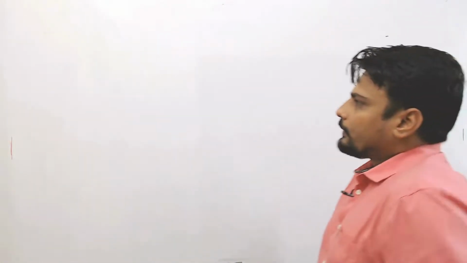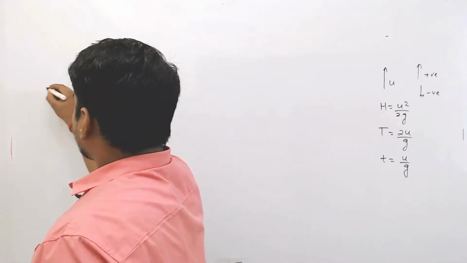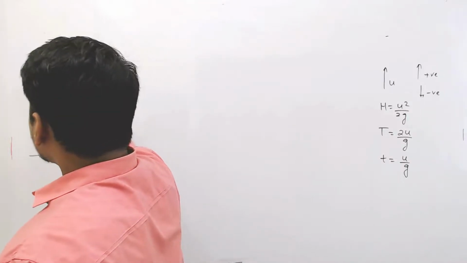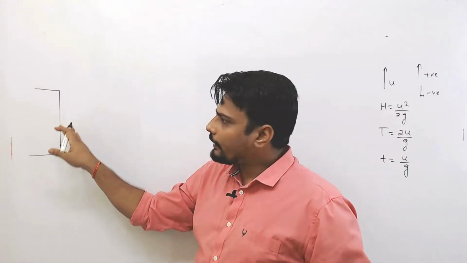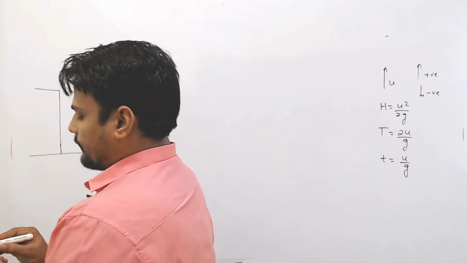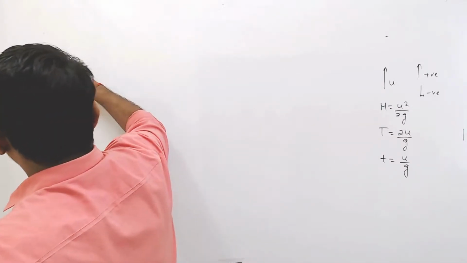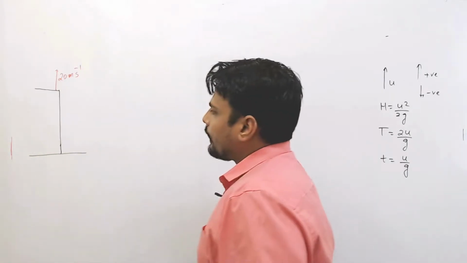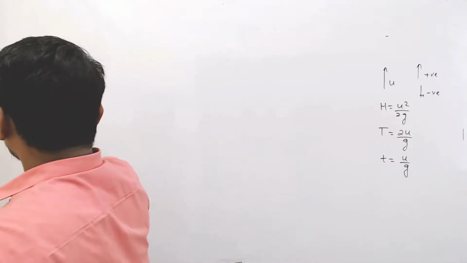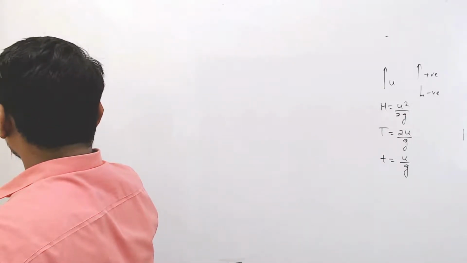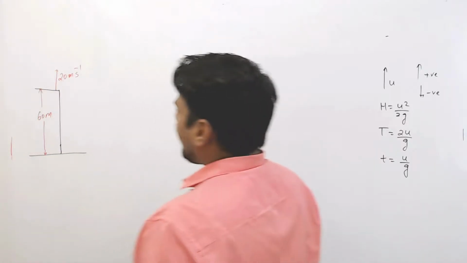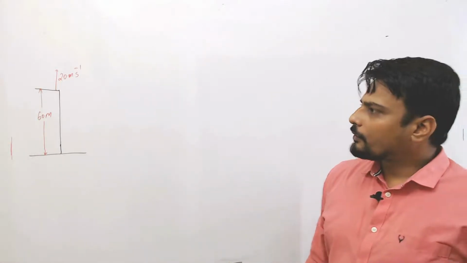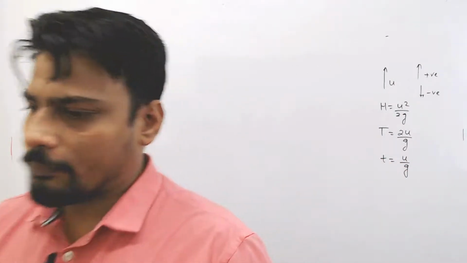Now let's have an example. Suppose a body is thrown up from a cliff, from a certain height. It is already at some height, and from here it is thrown up with a velocity of 20 meters per second, and the height of the cliff is 60 meters. You have to tell me how much time it would take to go up and come back to the ground. Time taken to come back to the ground.